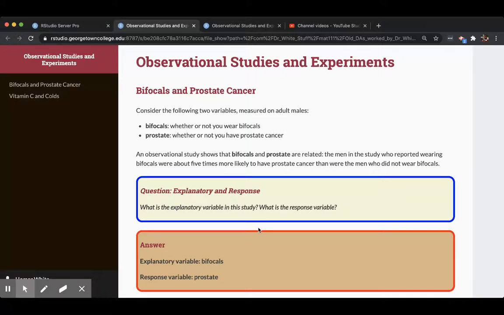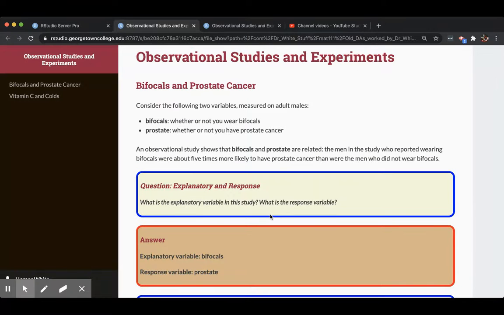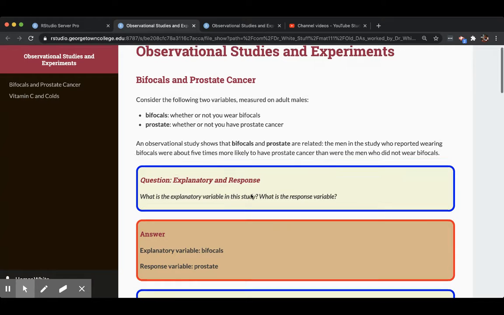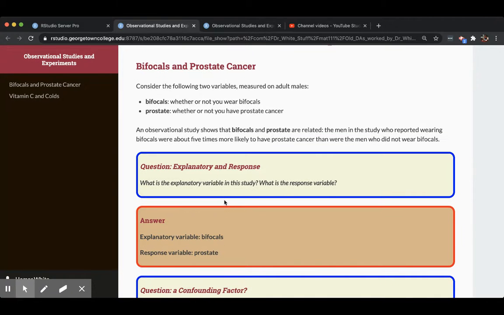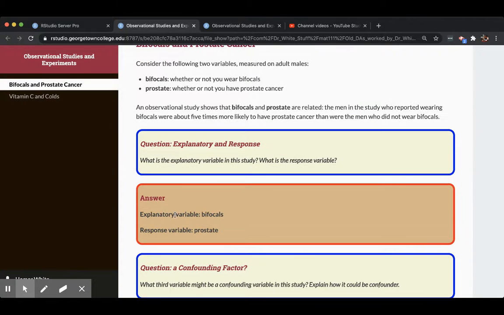Okay. Your first question was on the bifocals and prostate cancer hypothetical observational study. And you were asked, what's the explanatory variable in the study? Well, someone might think that wearing bifocals could have some effect on whether or not you have prostate cancer. And so you could say that bifocals is the explanatory variable and prostate is the response.